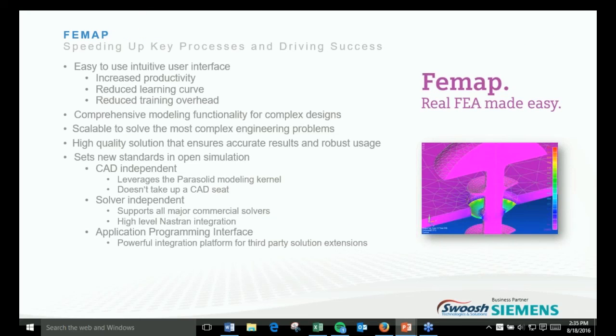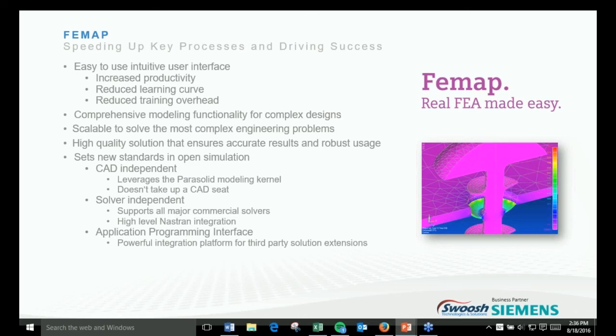So FEMAP has a lot of powerful modeling and visualization capabilities and functionality, all accessible with an easy-to-use, intuitive interface, which brings many benefits, including increased productivity and reduced learning curve and training overhead. In the pre-processing stage, FEMAP offers the ability to import geometry from just about any source and has the functionality to efficiently convert CAD data geometry into a simulation model. A key part of this is the meshing process, which is made easier with FEMAP's high-performance meshing tools.